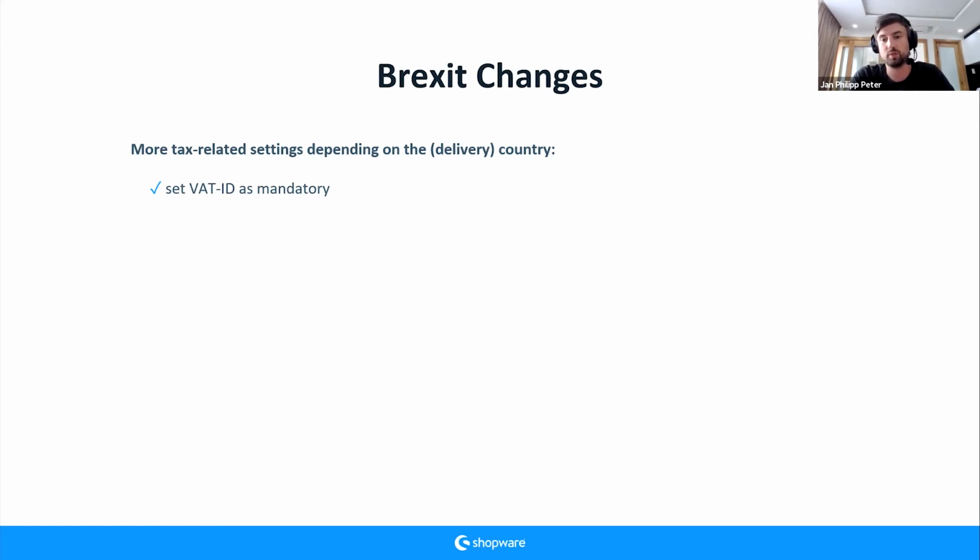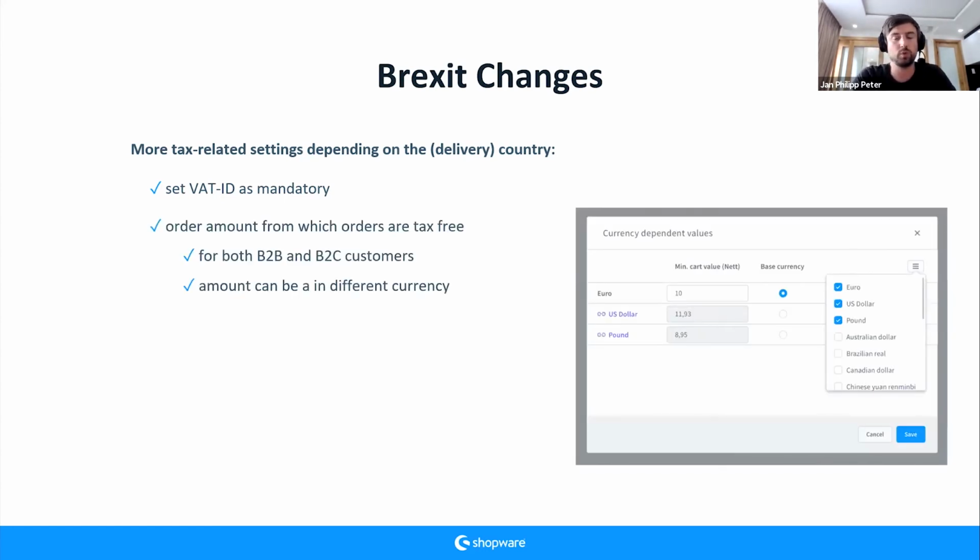Further on, it will be possible to define an order amount from which orders are tax-free. So for example, for the United Kingdom there is a value of 135 British pounds, where the handling of taxes changes. So we already added a new configuration, which can be different for B2B and B2C customers, and which is quite important for this case, because this value needs to be calculated in British pounds, but maybe your shop is using euro only. You can put this value in a foreign currency and it will be calculated automatically.